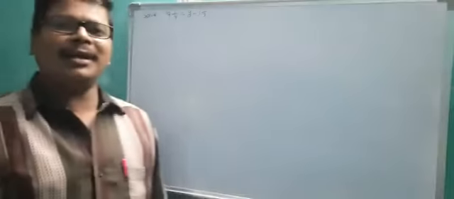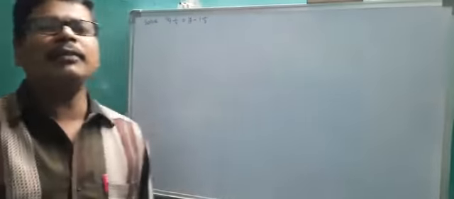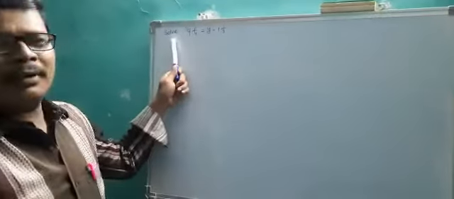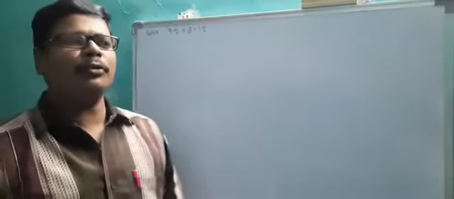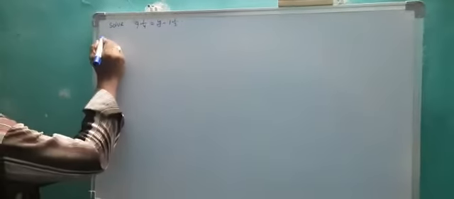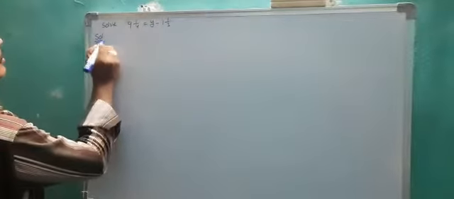Another model to solve the given linear equation in one variable. Solve 9 and 1 by 4 is equal to y minus 1 and 1 by 3. Okay, how to solve it? I will explain. Okay, solve this one.